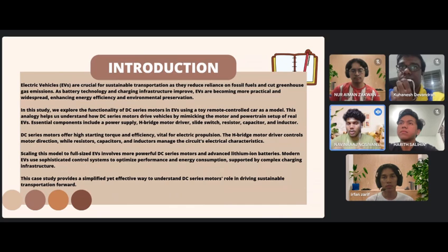We were able to scale the model of the actual EV, which involves a more powerful DC motor, using this tiny DC motor. The case study provides a very simplified yet effective way to understand the role of DC motors in driving better transportation forward. I will move the topic forward to Kuhanesh.